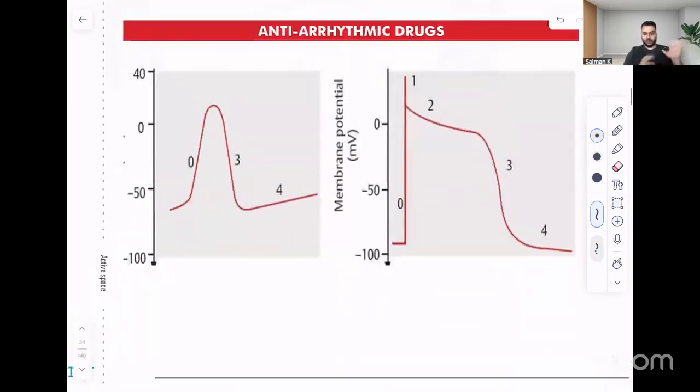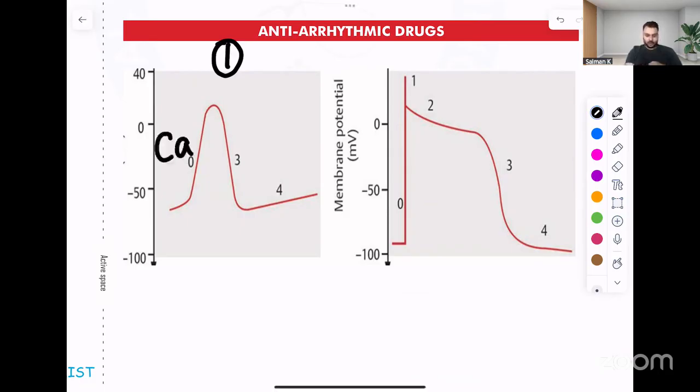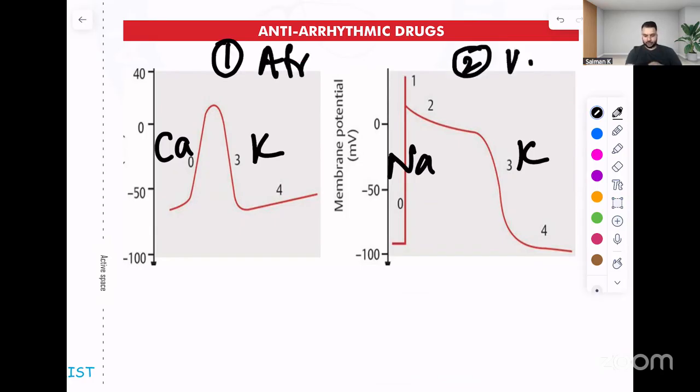Next comes arrhythmia. Quick review on this. Check this out. This is the graph representing the electricity in the atria. The first picture is the nodal cells or atria. Here, calcium and potassium are important. Here, sodium and potassium are important. So the first picture is atria, the second picture is ventricle.